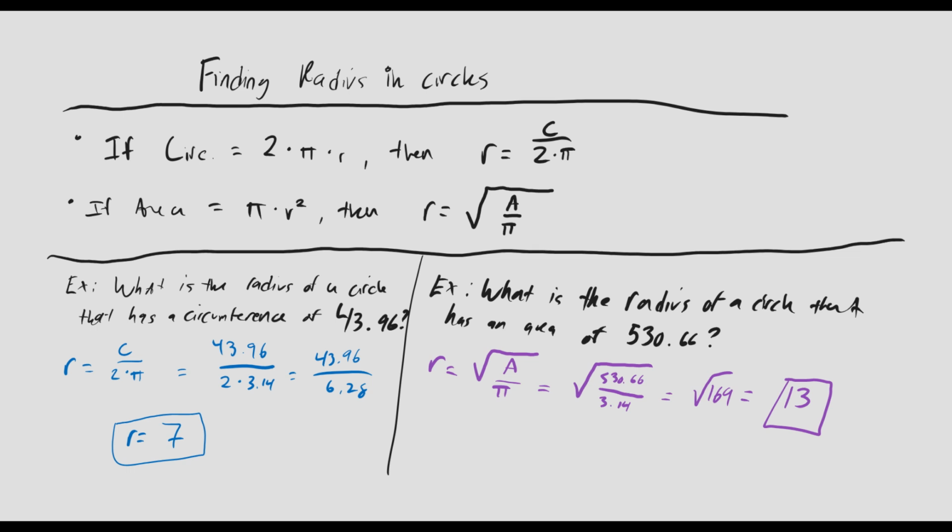43.96 divided by 6.28 makes 7 for the radius. If I'm looking at the second example, what's the radius of the circle that has an area of 530.66?